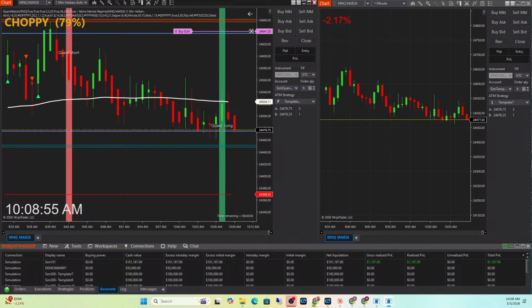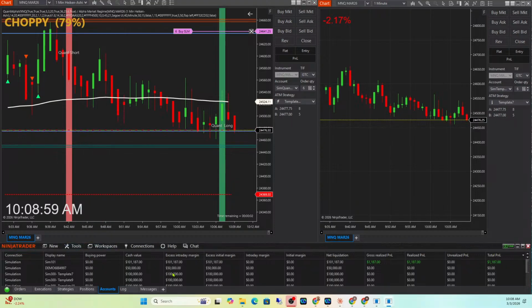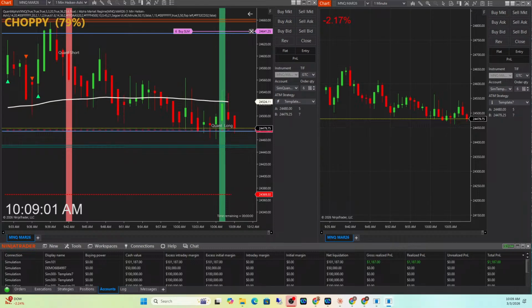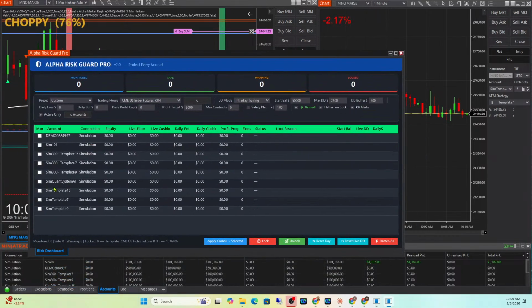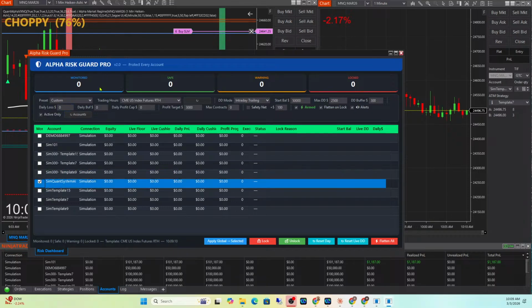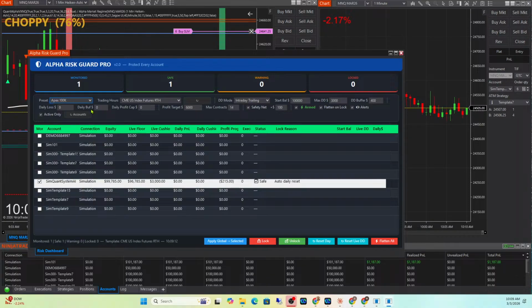Also, as you guys can see, I'm using Alpha Risk ProGuard here. What you can do now already, you can pick whatever account you want to monitor. Let's say I'm gonna pick this account here, a 100K account. It will show me the intraday trading. This is the profit, this is the initial startup balance, max drawdown. This is a daily buffer I'm using. This is the profit target for the account. I can also have a daily max loss here.